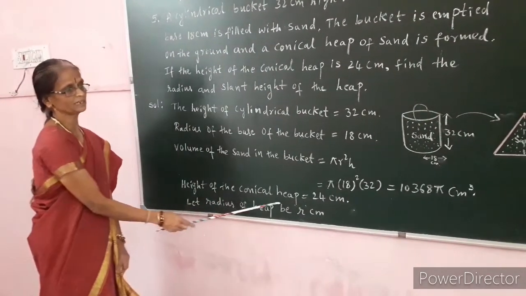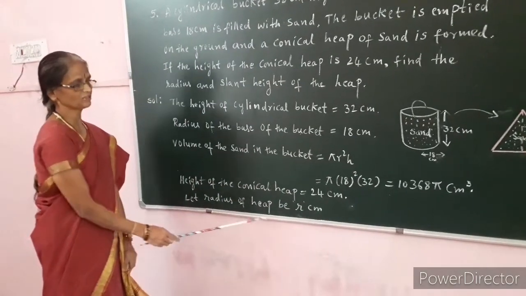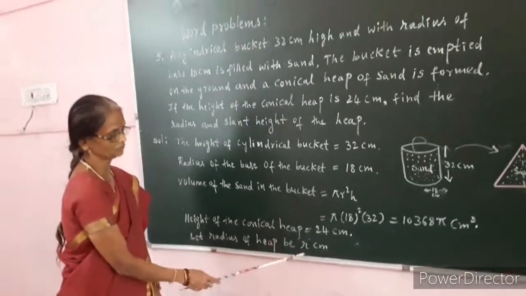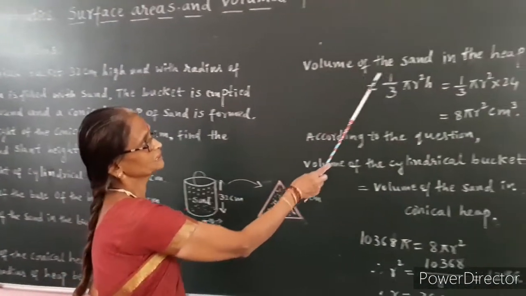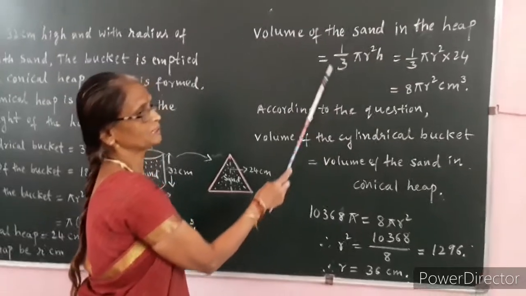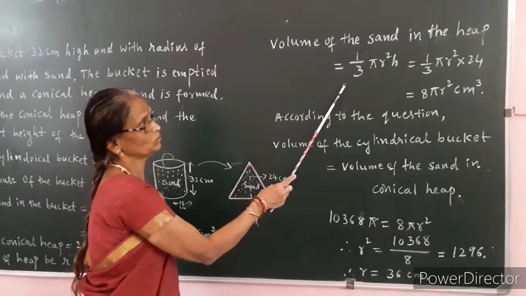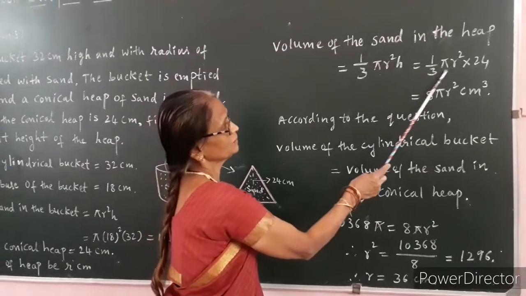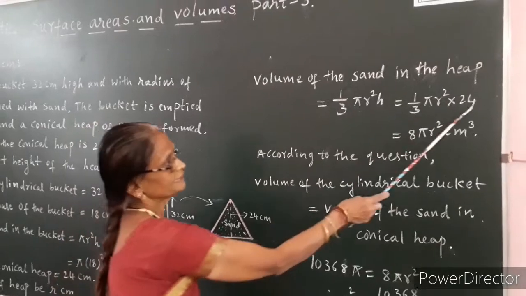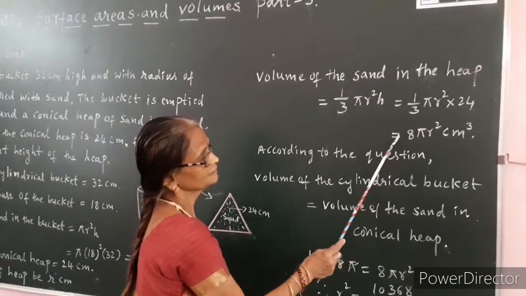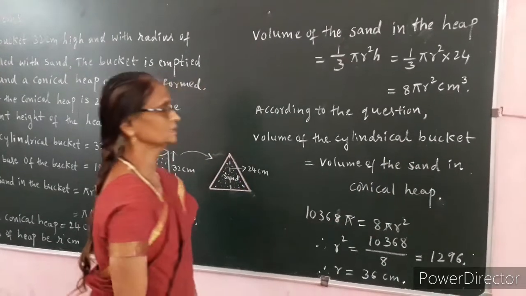Height of the conical heap is given, that is 24 centimeter. Let radius of heap be r centimeter. We have to find out the radius of the heap of the sand. Then volume of the sand in the heap equals 1/3 pi r square h. This is the volume of the cone. That equals 1/3 pi r square, h value is 24, that is 3 8s are 24. On cancelling and simplifying, it gives 8 pi r square centimeter cube.